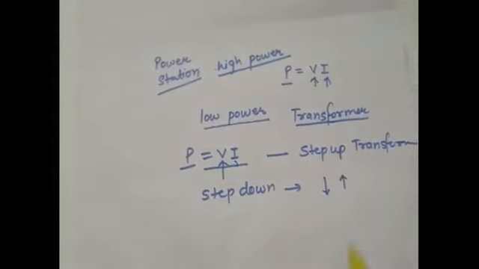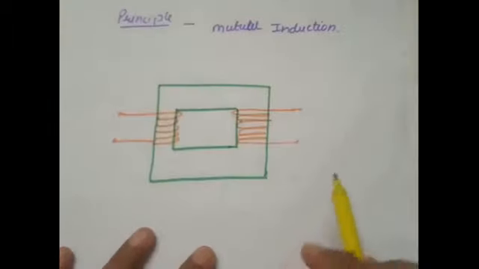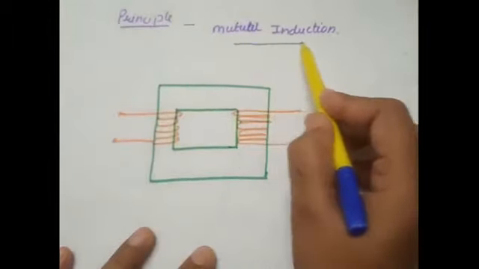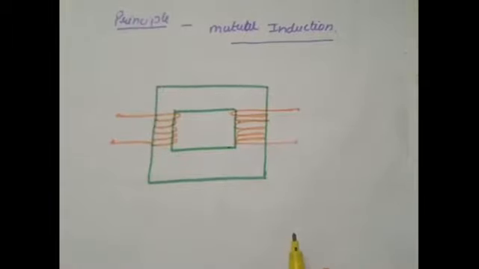So this is what a transformer does. A transformer can be a step up transformer or a step down transformer according to the needs. A transformer is based on the principle of mutual induction. Now what is mutual induction? We have studied electromagnetic induction. The same thing is happening, but now it is happening between two coils.